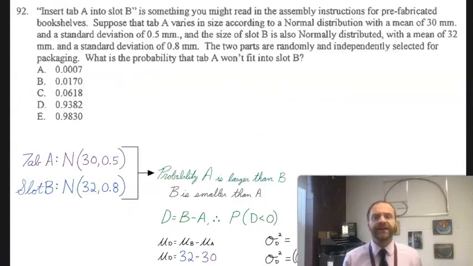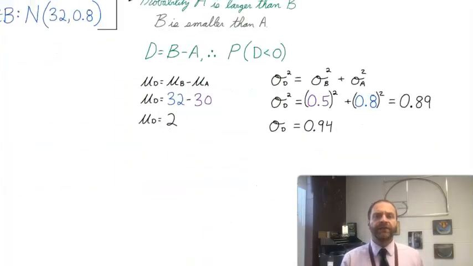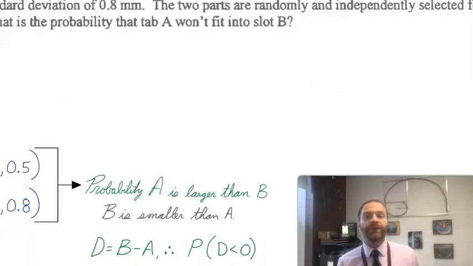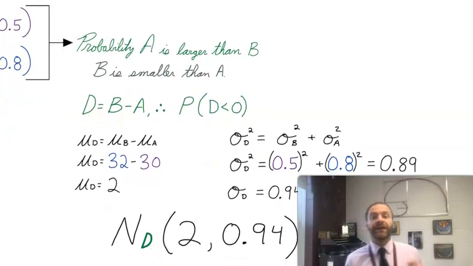And so if I look at this, here's what we have. We have a center of 32 minus 30 for B and A, so the mu of the differences is going to be 2. If I combine my variances, I'm going to get 0.89. If I square root that to get the standard deviation, I'm going to get 0.94. Now here's why that is important to us, because when we combine them, we have a normal distribution, a center of 2, and a standard deviation of 0.94. So I know the shape, the center, and the spread.